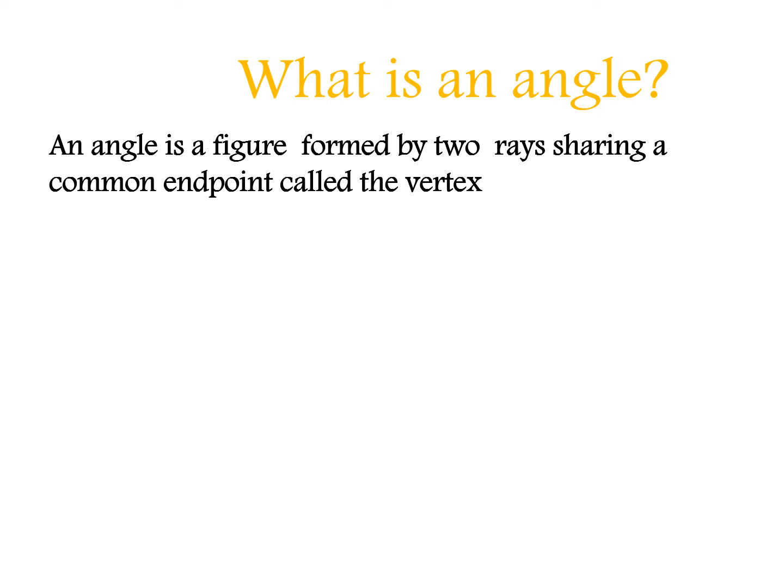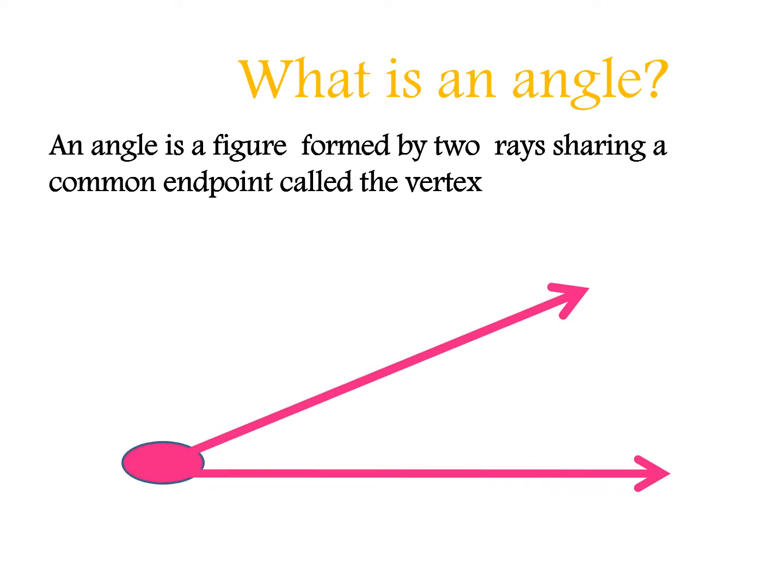The angle, of course, is a figure formed by two rays sharing a common endpoint called the vertex, like that one. This, guys, is an angle. It has two sides, two arms. This one is the first ray, ray one, and the other one is ray two, and those two rays share a common endpoint, which is called the vertex of the angle. So this point is the vertex of the angle.